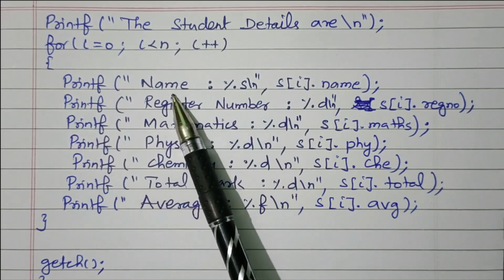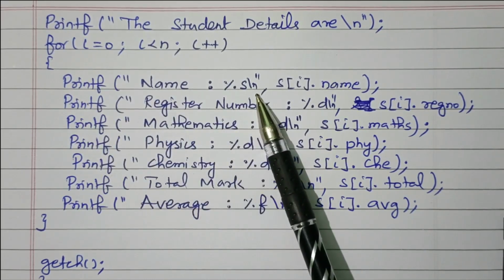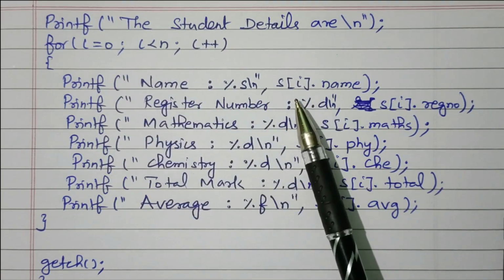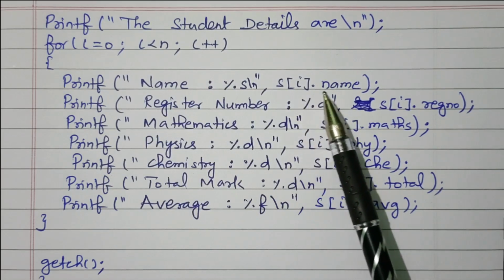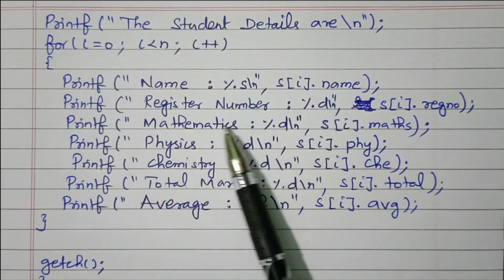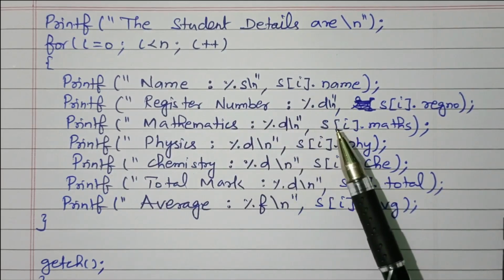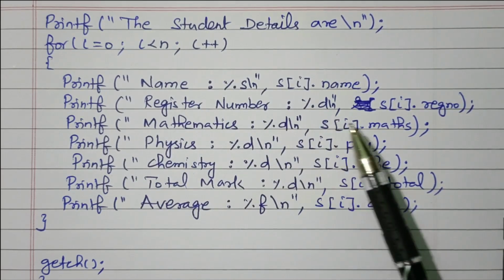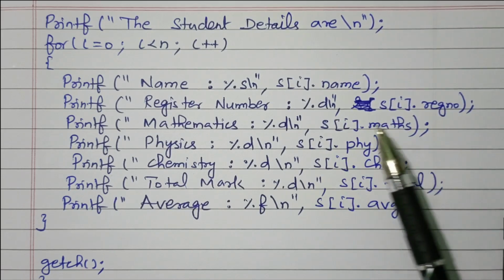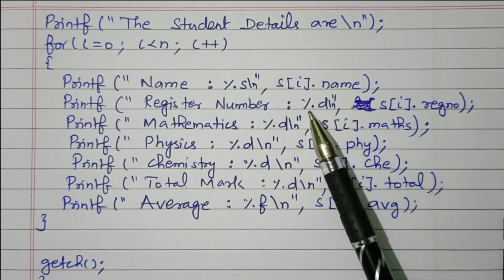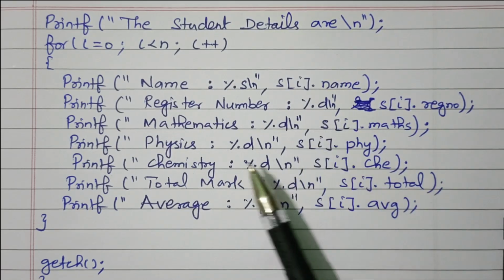printf "name colon %s \n", s of i dot name. The i is initially 0, so s of 0 dot name. The first student name will be printed here. Then printf "register number colon %d", then \n means it will go to the next line, s of i dot register number. So at this place s of 0 dot register number. The first student register number will be printed here.